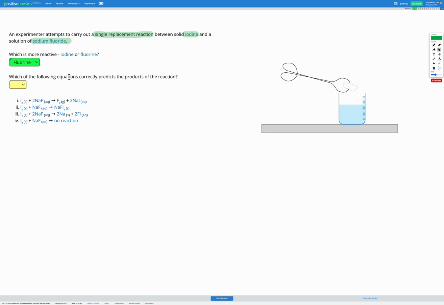So now we need to choose the correct equation. So let's write out the first half, which we can see down here. We've got iodine and we have sodium fluoride, and we're trying to figure out what will happen. Now we decided that fluorine is more reactive than iodine. So fluorine is going to want to be the element that's in the compound, but it's already in the compound. Fluorine's already part of the compound and iodine is on its own.